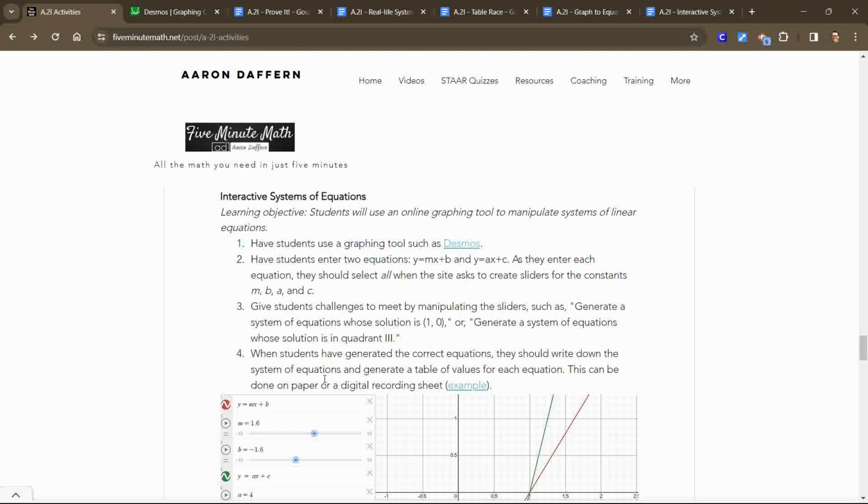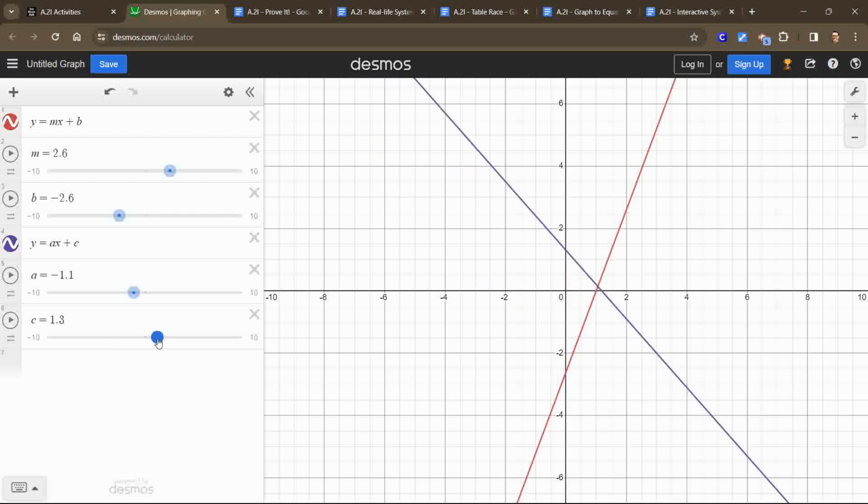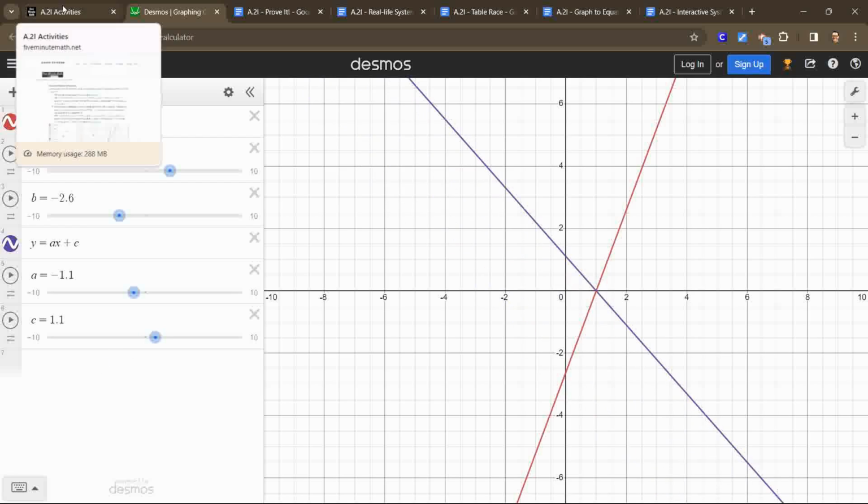And then what you want to do is give them a challenge, right? So generate a system of equations whose solution, that's where they intersect, is going to be at the point 1, comma 0. Okay, so then we need to change these so that it looks like, all right, so that looks like that's 1. Then I want to change this so it looks like right there. All right, so I've got a system of equations that's 1, comma 0.